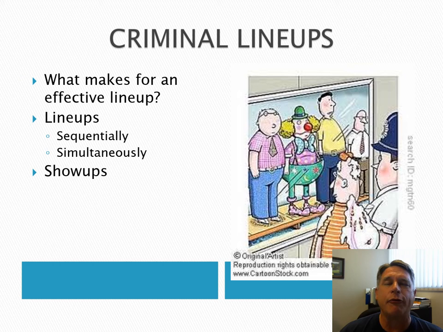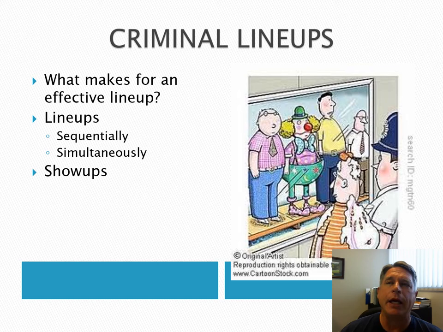What police and law enforcement are doing, compliments of forensic psychology, at least in part anyways, are lineups. And there are really two types. There is what is called a sequential lineup and what is called a simultaneous lineup.